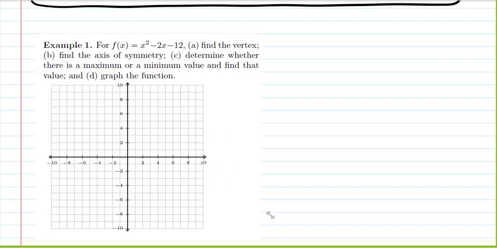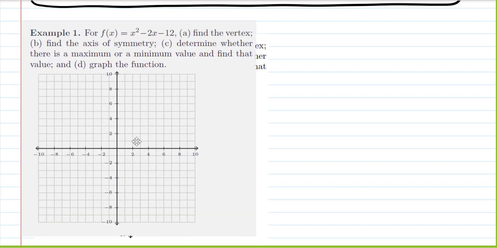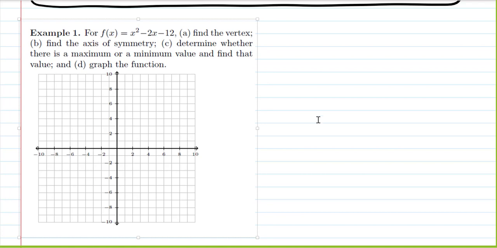All right, example 1 says, for f of x equals x squared minus 2x minus 12, we're asked to do 4 things. A, find the vertex. B, find the axis of symmetry. C, determine whether there is a maximum or minimum value and find that value. And D, graph the function. Okay, so we need to do all of these things.